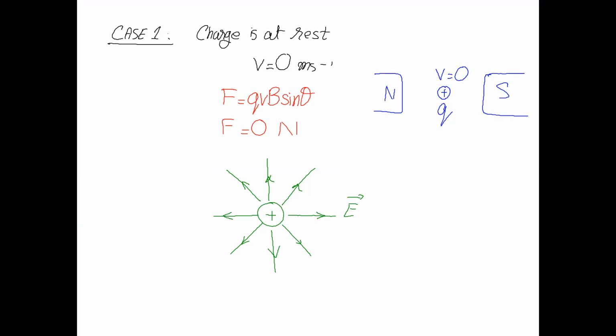Case number one: the charge is at rest. It's a very important concept. Velocity is zero. If I put zero in the formula, I will get 0 Newton force. Theoretically, why does this happen? When the charged particle is not moving, it won't produce any magnetic field. It will actually produce an electric field. So no interaction, no force.